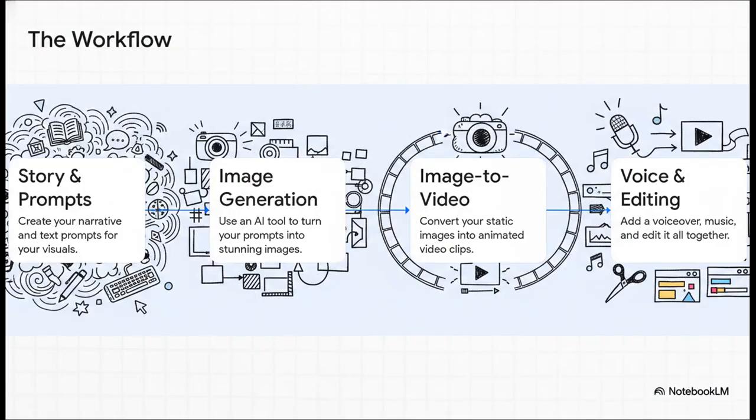And that's pretty much it. 1, you need a story and the right words, the prompts to describe your scenes. 2, you turn those prompts into images. 3, you bring those images to life with animation. And 4, you stitch it all together into your final video. That's the whole recipe. So let's get into the nitty-gritty of step 1.